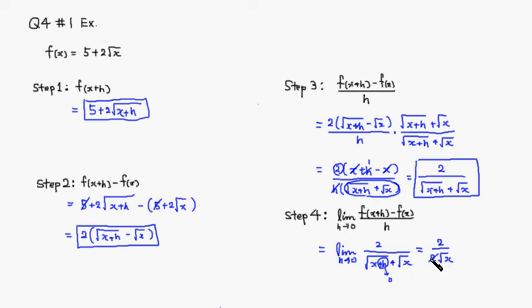Then you can cancel those to get 1 over square root of x. So that's the derivative of f of x. That's it. I hope that this was clear.